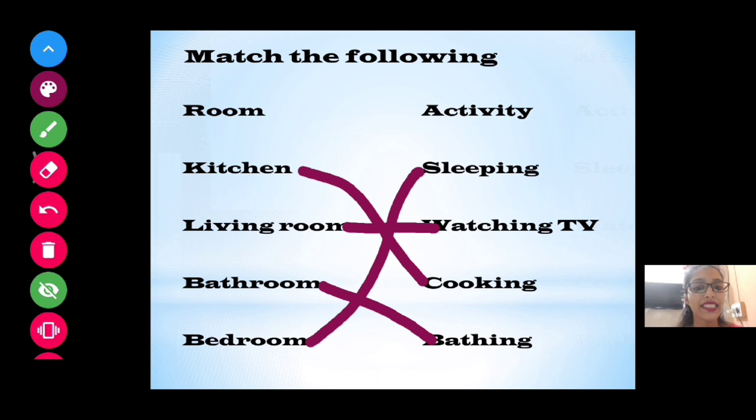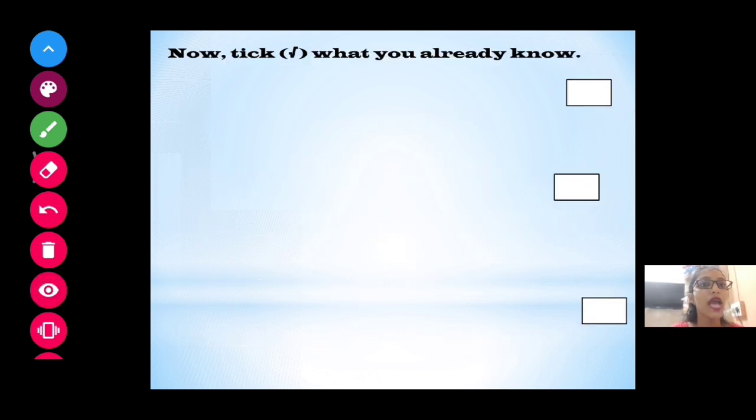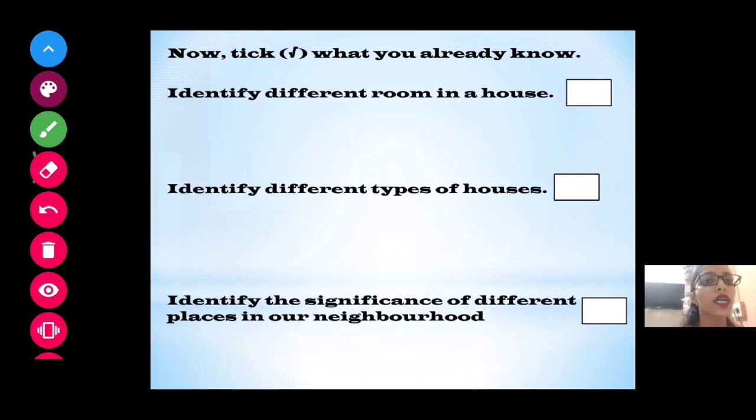Now, let's take another point which is present on page number 25. Now, take the correct ones which are already known to you. Means in this question you have to put a tick mark on what you know. So, identify the different rooms in a house. Now, you can identify the different types of rooms in your house. So, put a tick mark.